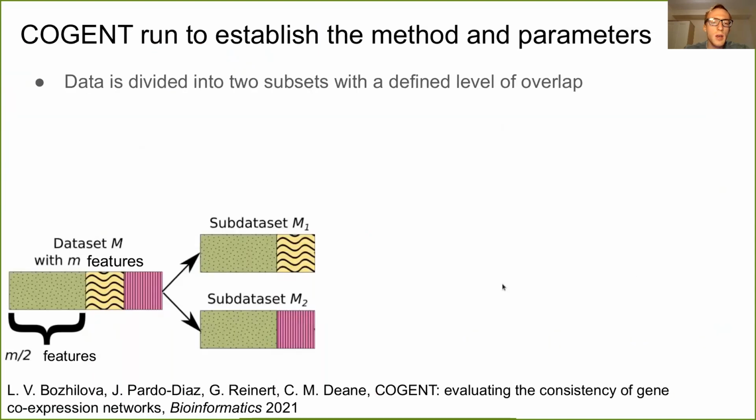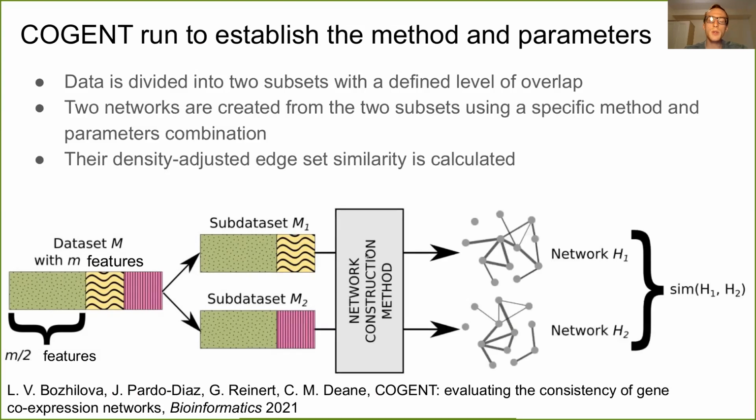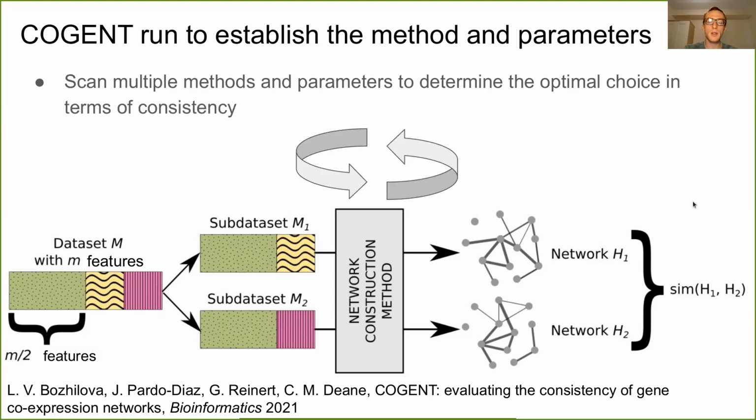We use the CoGENT method developed in Gesine's group. We divide the data into two sub-data sets, which have an overlapping part of features and a unique part of features. We then choose specific network construction methods, so the specific way of preprocessing the data, and then a specific type of similarity measure along with thresholding parameters and so on. And we get these two networks. They should be similar because the sub-data sets share a large chunk of information, and we can measure that similarity. We can do that a number of times and assess how consistent that network construction method is.